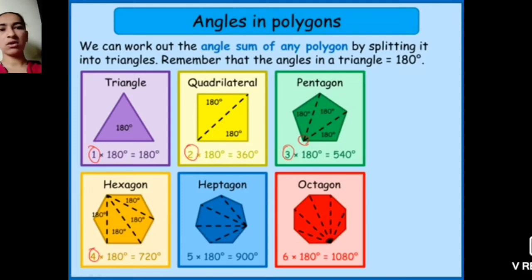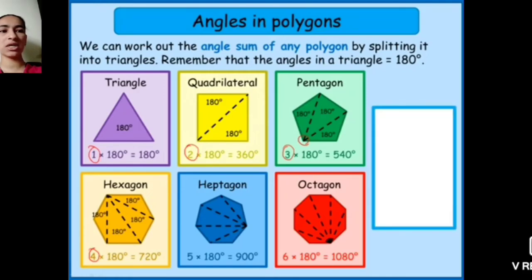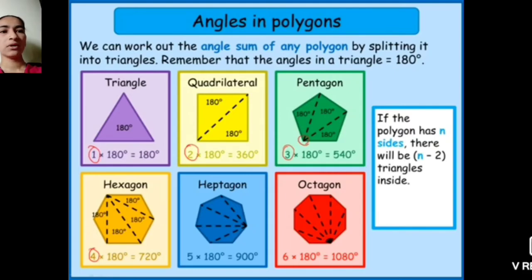In a quadrilateral, how many sides are there? 4 sides. In a pentagon, 5 sides. In a hexagon, how many sides are there? Hexa means 6, and hepta means 7, octa means 8. Now there is a formula for finding the addition of the angles of a polygon.